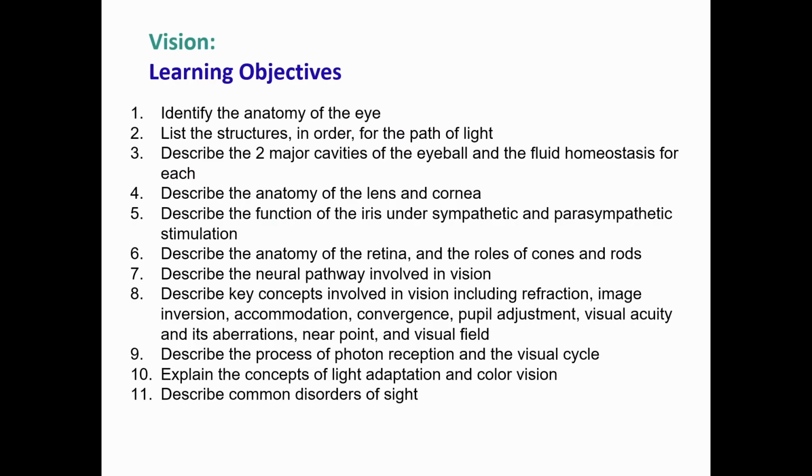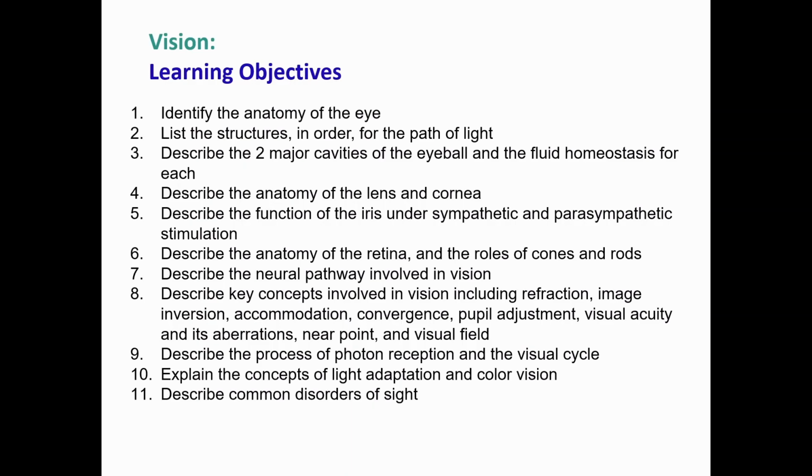All right, now we're getting into one of our big ones, and that is vision, right? Vision and hearing are some of the big ones, vision especially. So we're going to do some recap of the anatomy of the eye. We're going to talk about how light passes through and some of the cavities involved in the eye. We'll get into the lens and the cornea and how they help with the function of the eye, and then how the eye is under sympathetic and parasympathetic stimulation.